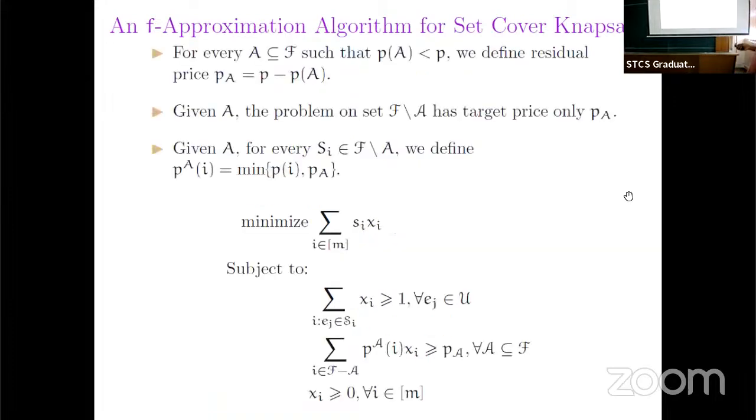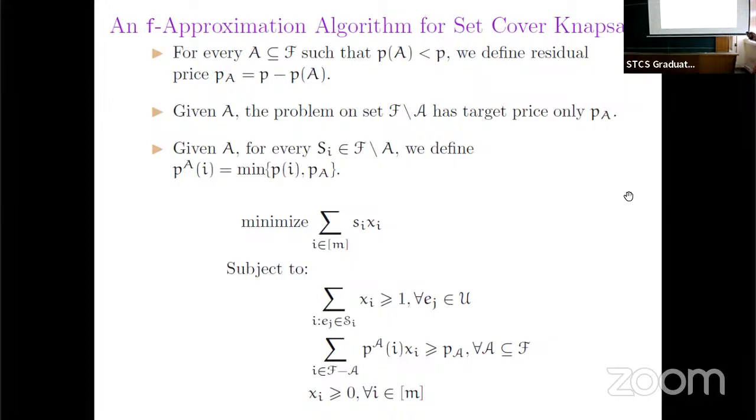So what do we do? We write some other LP. So what is that LP? For every subset of sets A, such that the price P of A is less than or equal to the target price P, I define the residual price P subscript A to be P minus the price that this set A is giving. That means after picking these sets, how much more price I need to pick.